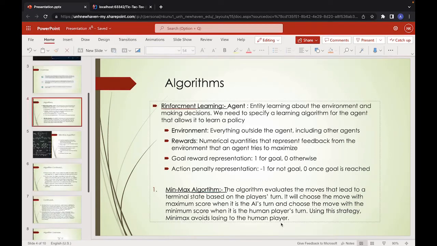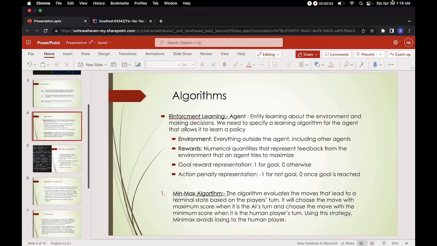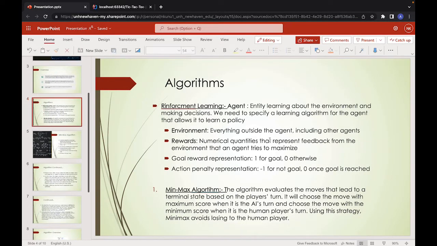In this game we are using the MinMax algorithm, but we also found other algorithms where we can implement this game, such as reinforcement learning, where the main objectives are the environment rewards and the goal rewards. But we actually selected the MinMax algorithm. The reason we specifically chose it is that we found this algorithm finds each and every possible way, the optimal solution, to win the game.